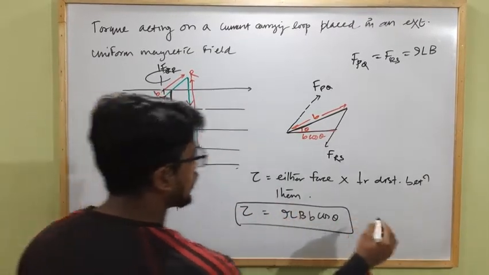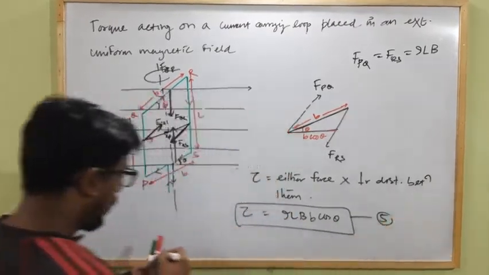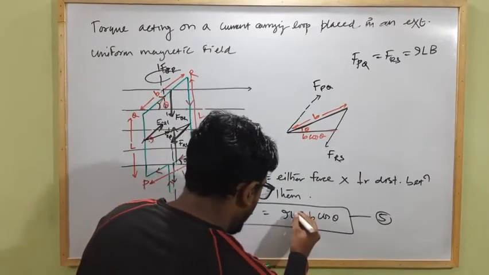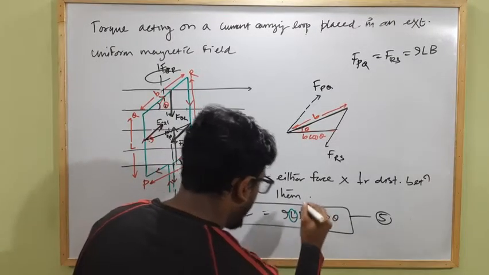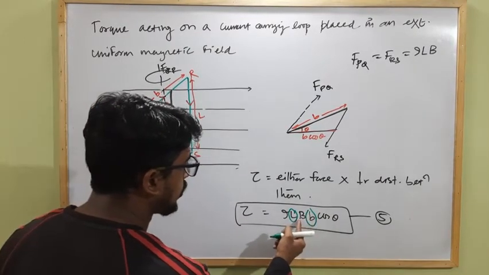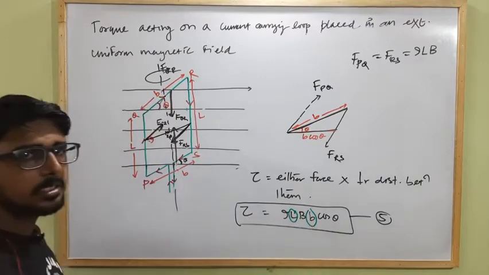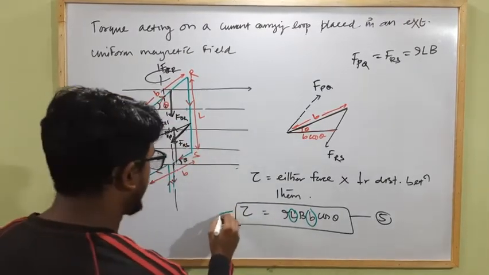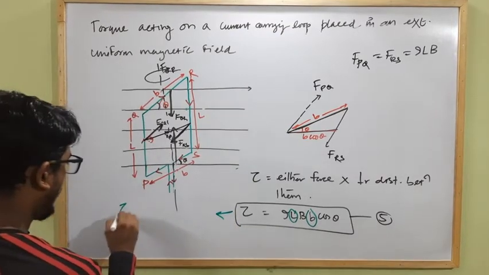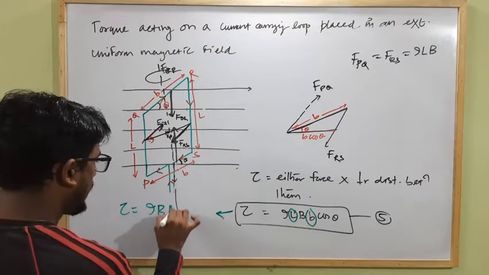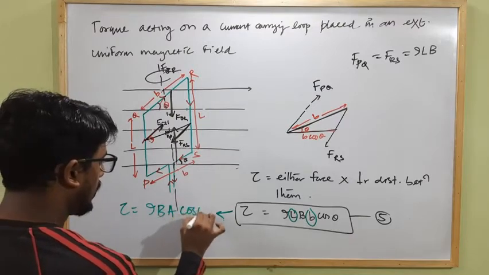Let this be equation 5. From this equation we can easily see that L and b are the length of the loop and the width of the loop. So length into width will give us what? The area of the rectangular loop. So this equation can be written as tau equals I B A cos theta.